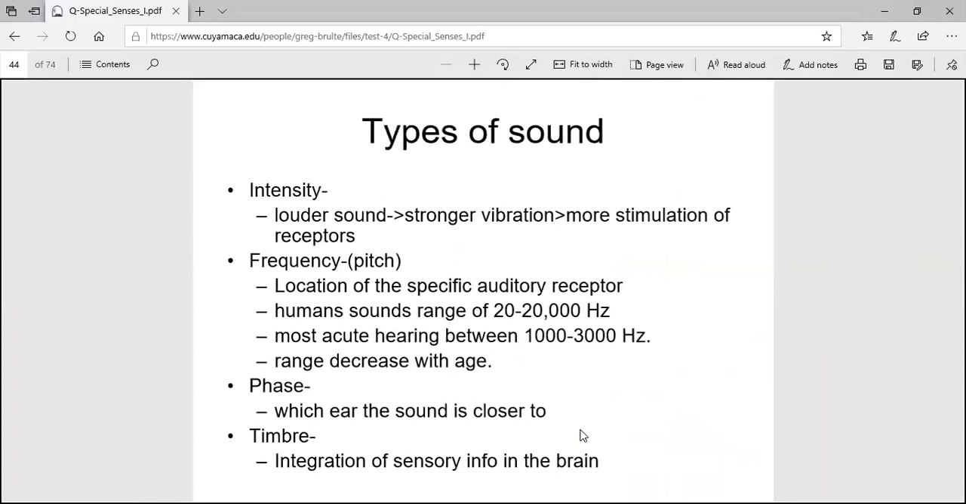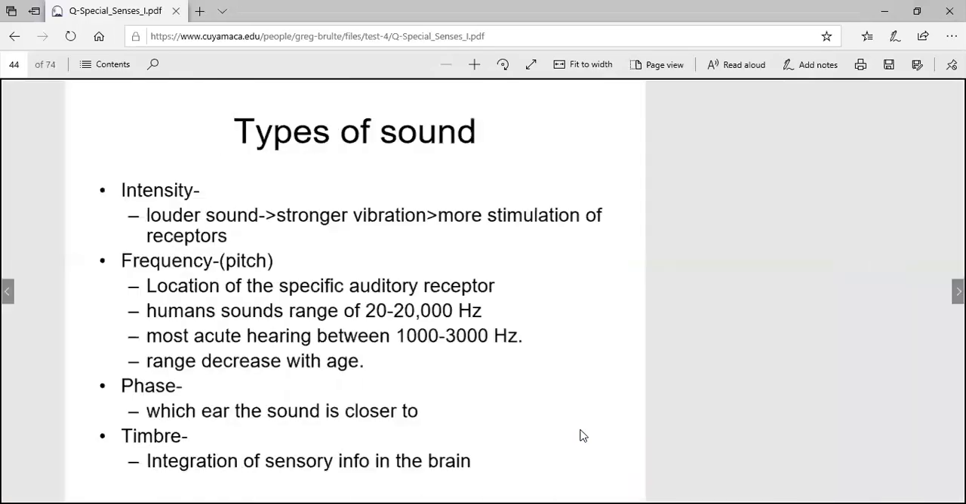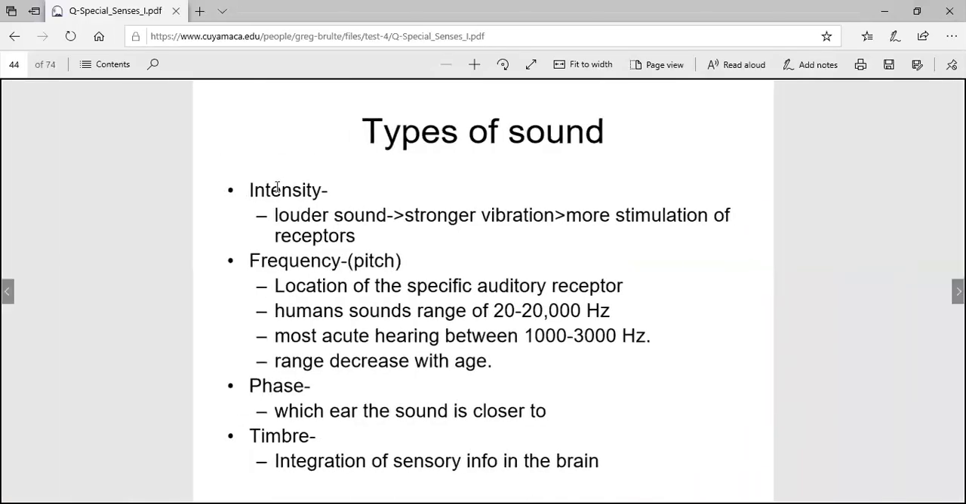This is just kind of FYI. I do ask, every now and then, a question on pitch or frequency. Let's just go over them real quick. Intensity is just how loud it is. Frequency is your pitch, like a high pitch versus a low pitch.